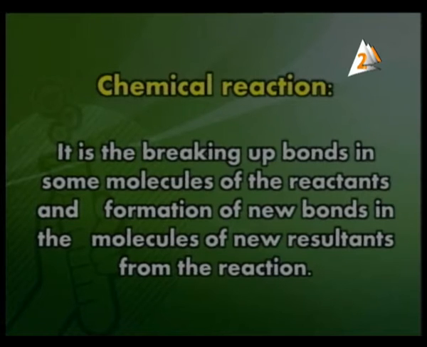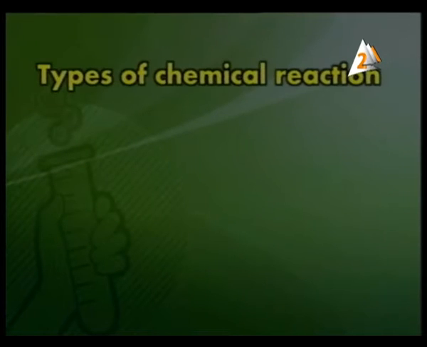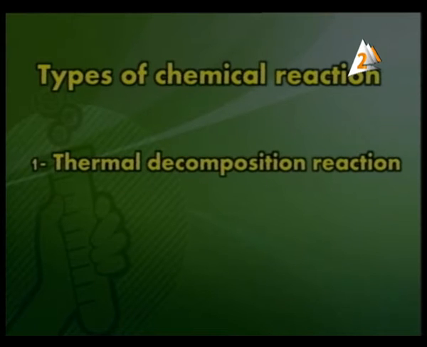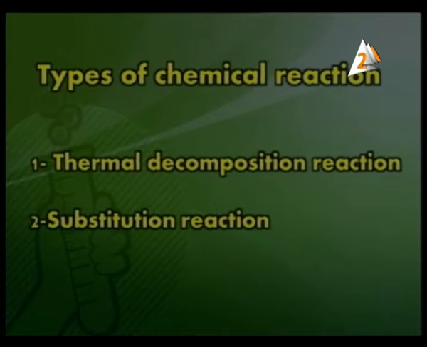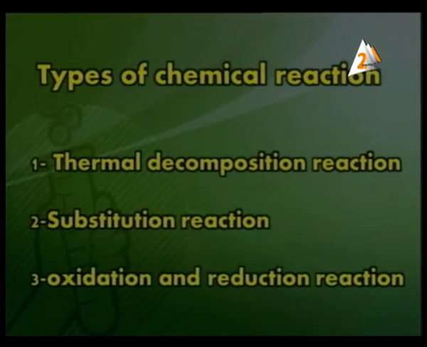Chemical reaction, my dear, depends on reactants and also on resultants. Don't forget, we'll study reactants and resultants, which means the products, for the whole term. All chemical reactions have types, many types. Mention the types of chemical reaction. As a beginning: thermal decomposition reaction, substitution reaction, and oxidation and reduction reactions.